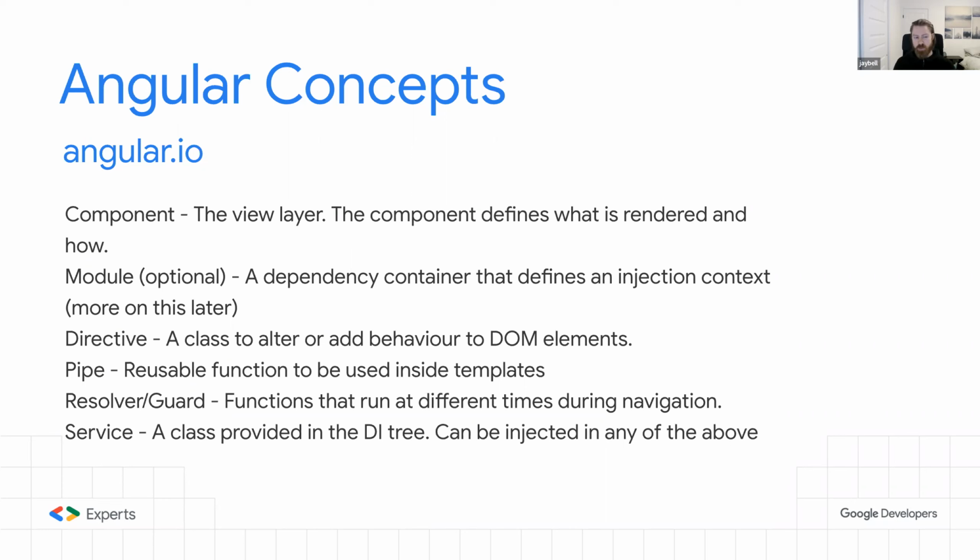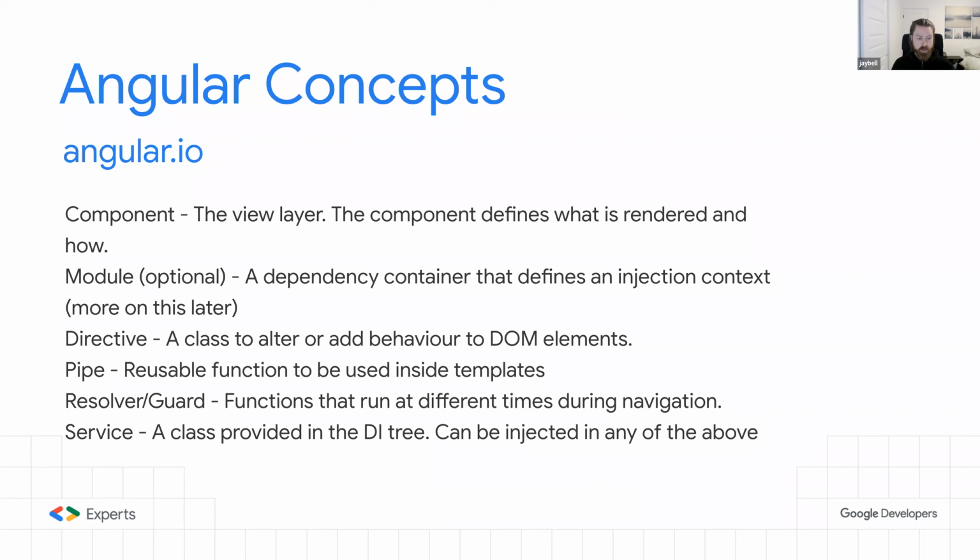We're not going to talk too much about resolvers. We'll do a simple example of like a guard, but these are just functions that can run at different times during navigation. Saying, can the user activate this route? Resolve this data before we navigate to this route, stuff like that.